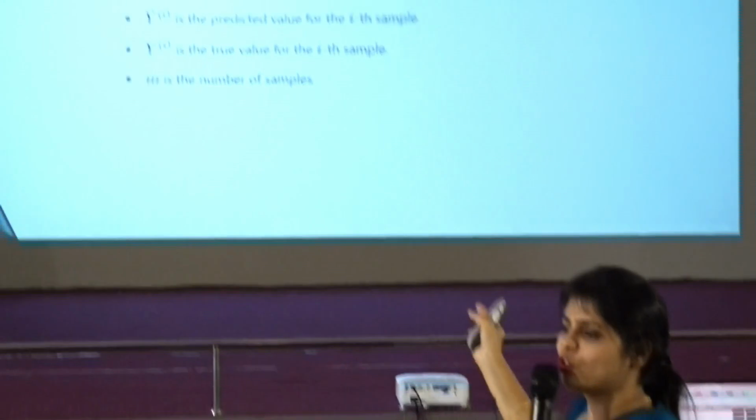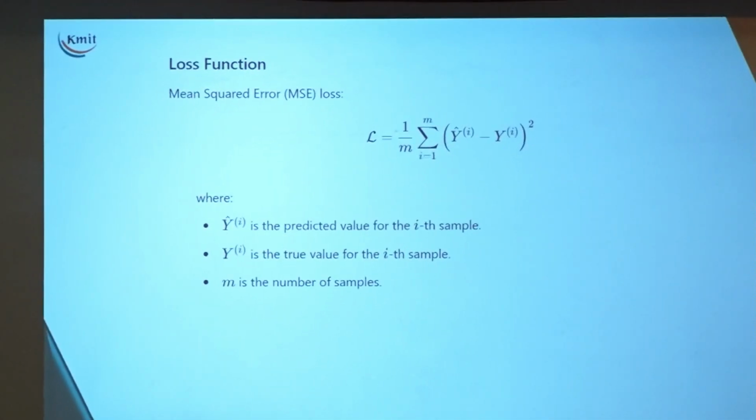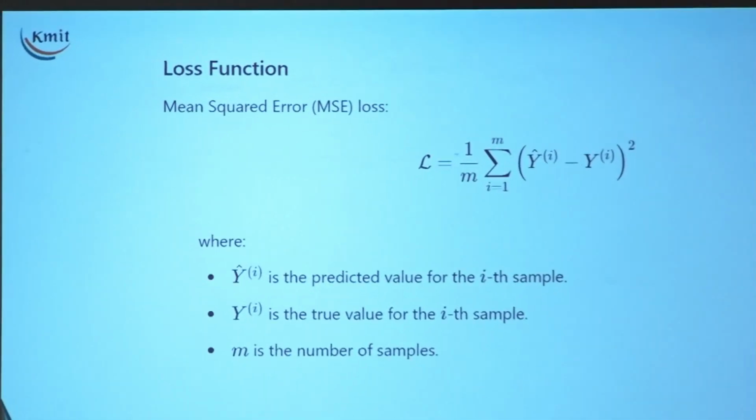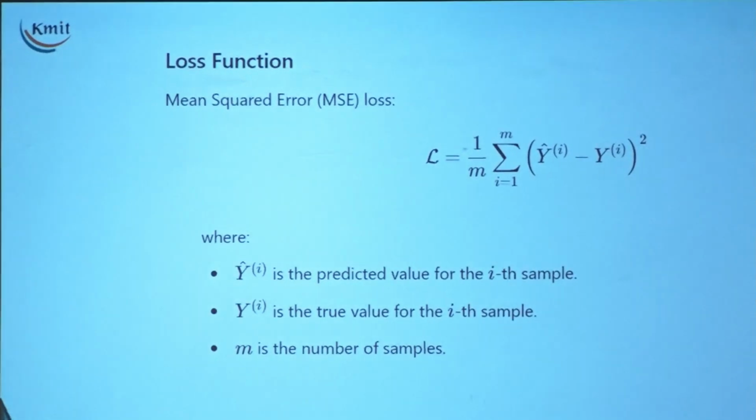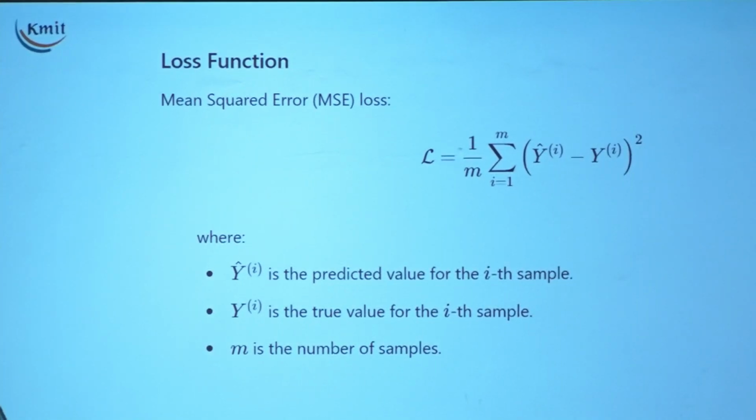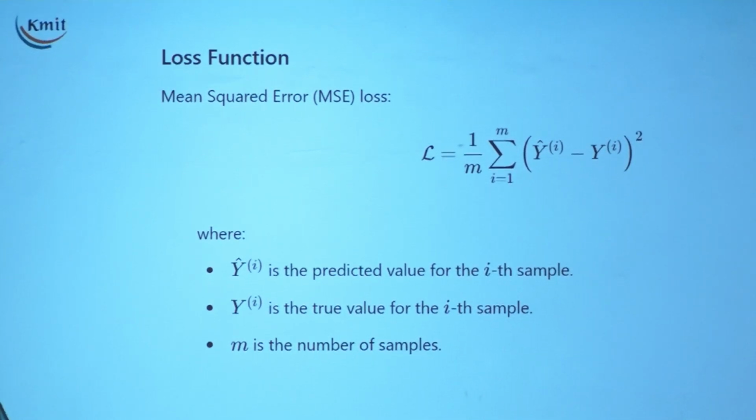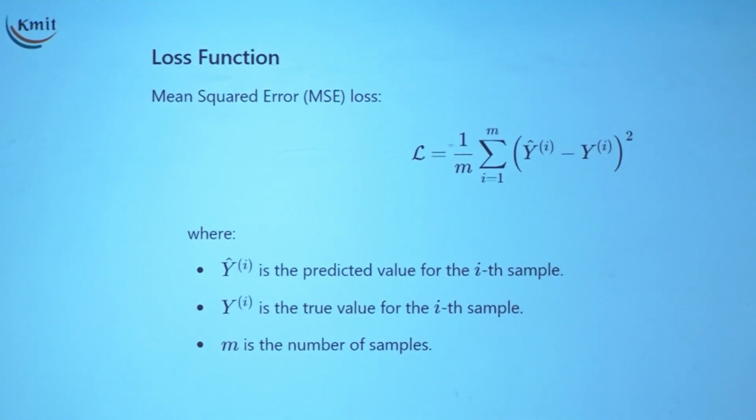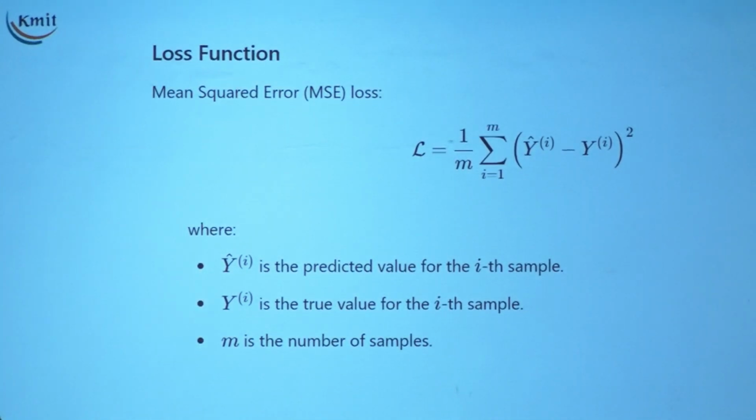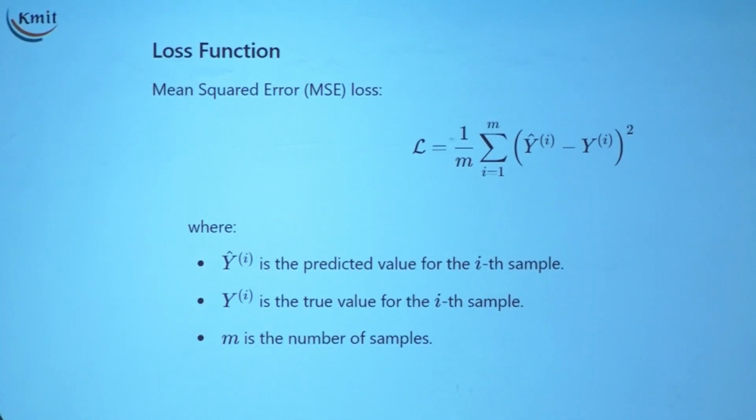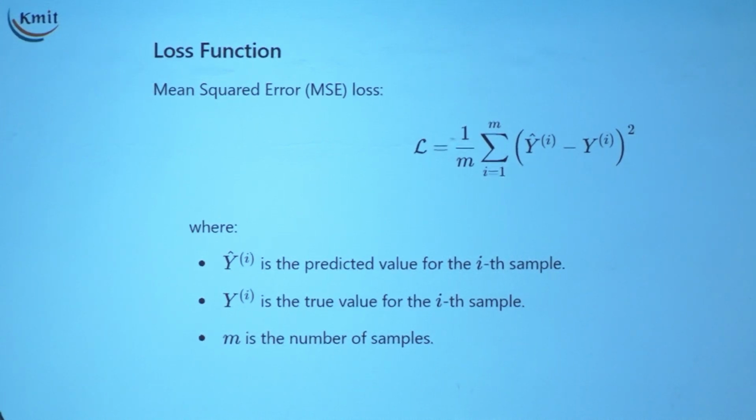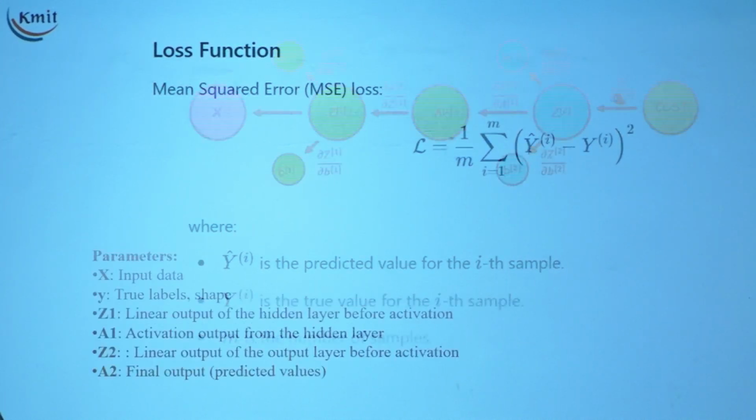Don't get confused by the symbols. Here I have kept Y cap, and Y cap is nothing but A2. So 1 by M, summation of i equals 1 to M, that is from the first sample to the last sample, of predicted value minus actual value, whole square. This is how we calculate the loss function. Are you all clear with this? If yes, I'll proceed.